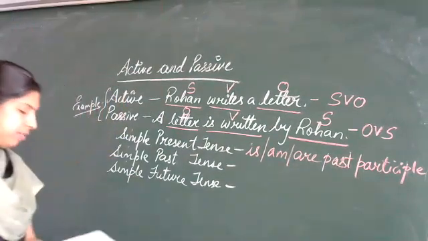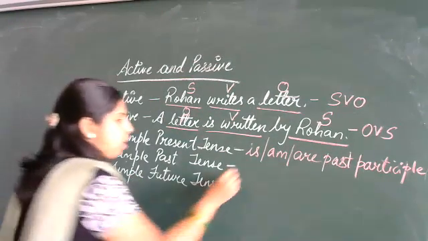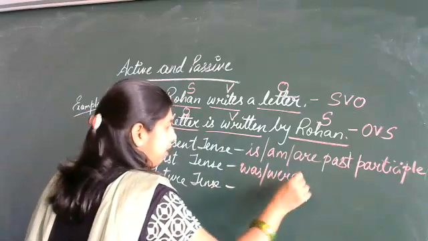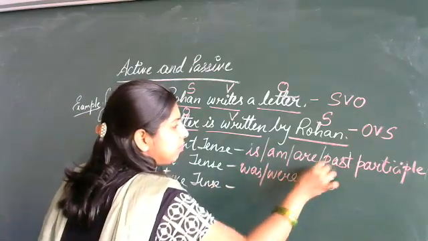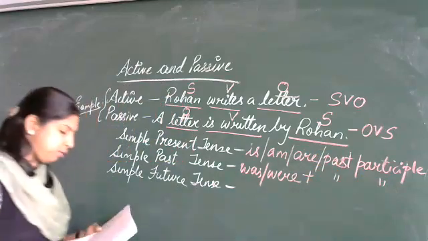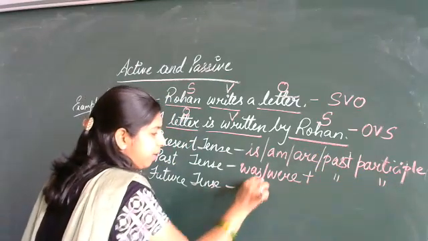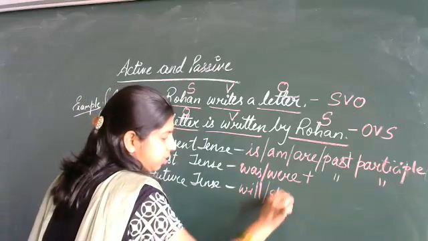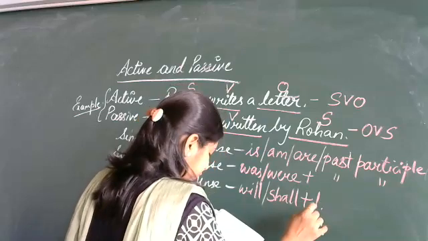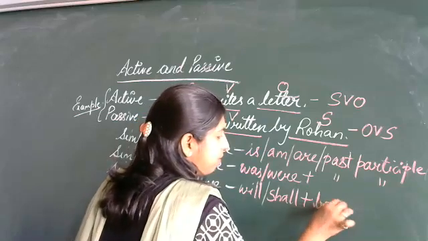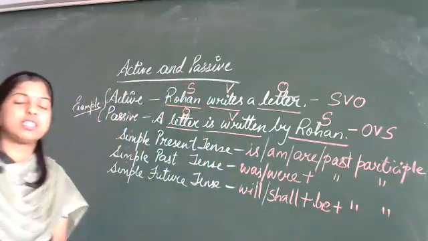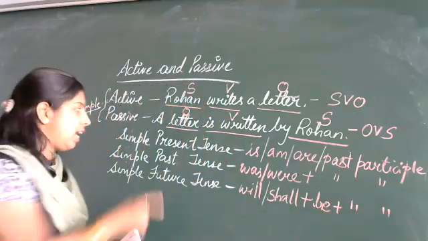In the past tense, we used was, were, plus the past participle. Okay, and in simple future, it will be will, shall plus the be form of the verb and then plus past participle. Okay, this is what we learned in our yesterday's class.